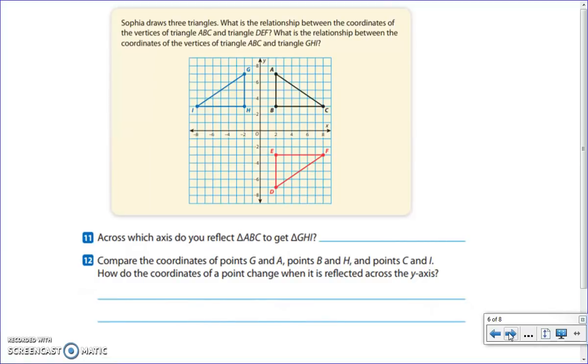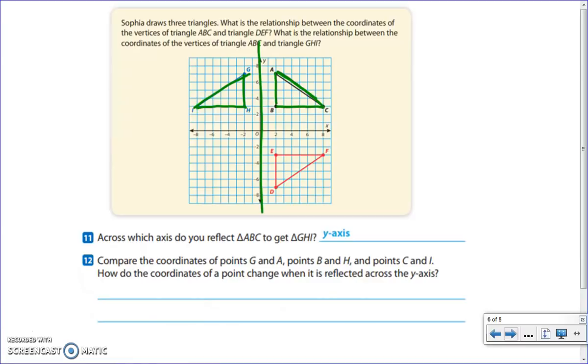It says, across which axis do you reflect triangle ABC to get GHI? So now I'm looking at ABC again, and instead of looking below the x-axis, I'm looking across the y-axis to get to GHI. So if I folded this coordinate plane exactly in half, I would have ABC laying right on top of GHI. So we're actually reflecting across the y-axis in this case.